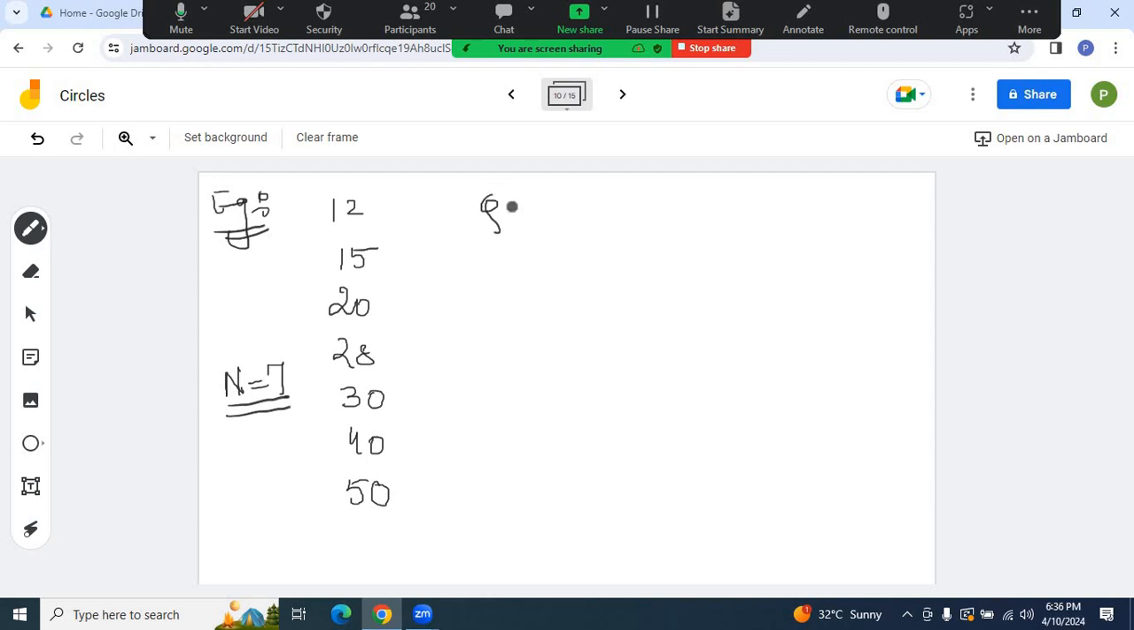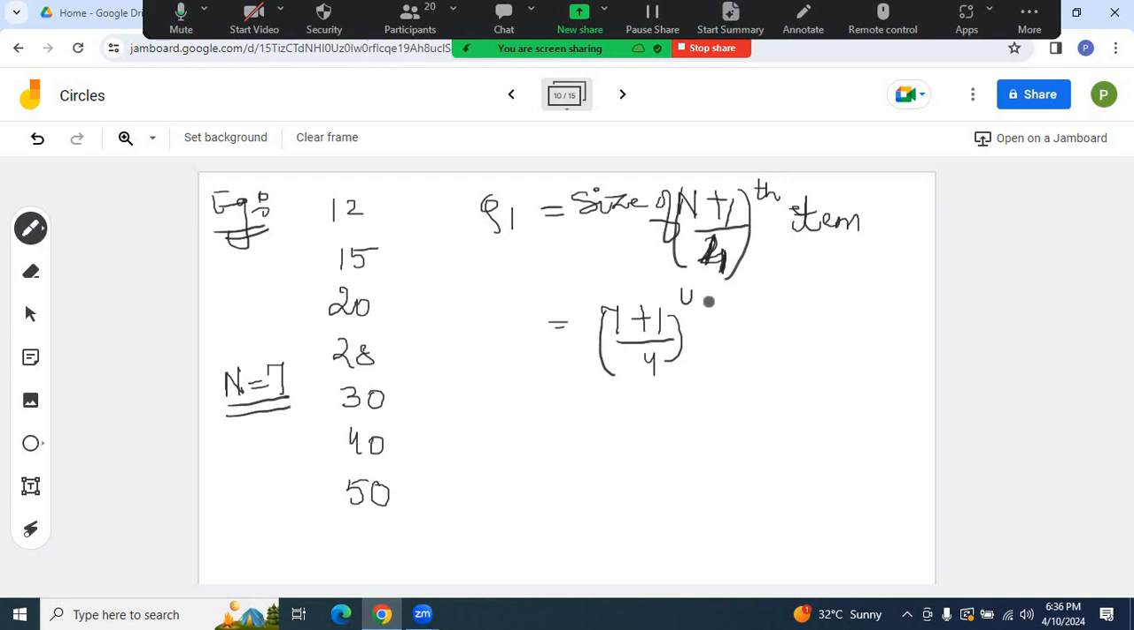So for Q1 I need the size of (n plus 1) by 4 item. We have already discussed all these formulas in 2 sessions. So n is 7. 7 plus 1 by 4. 7 plus 1 is 8. 8 divided by 4 is 2. So the second item, which is 15. So Q1 is equal to 15.